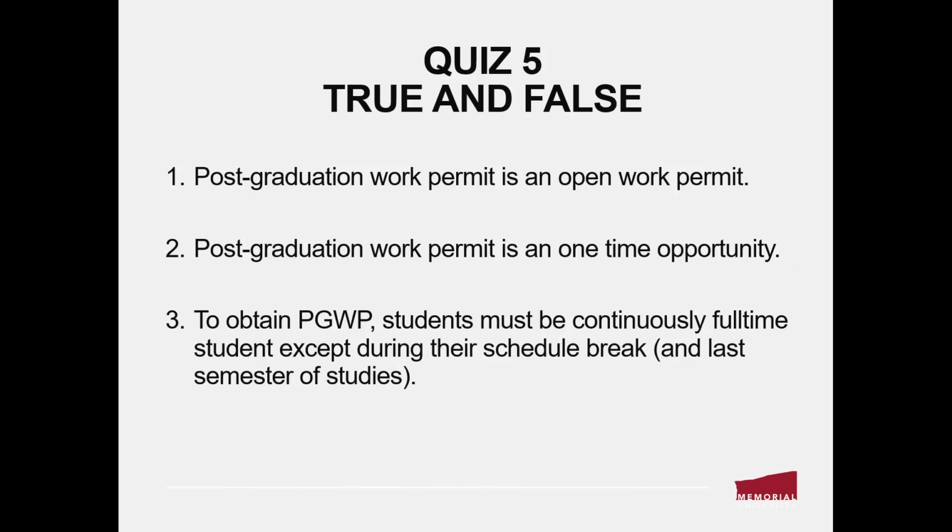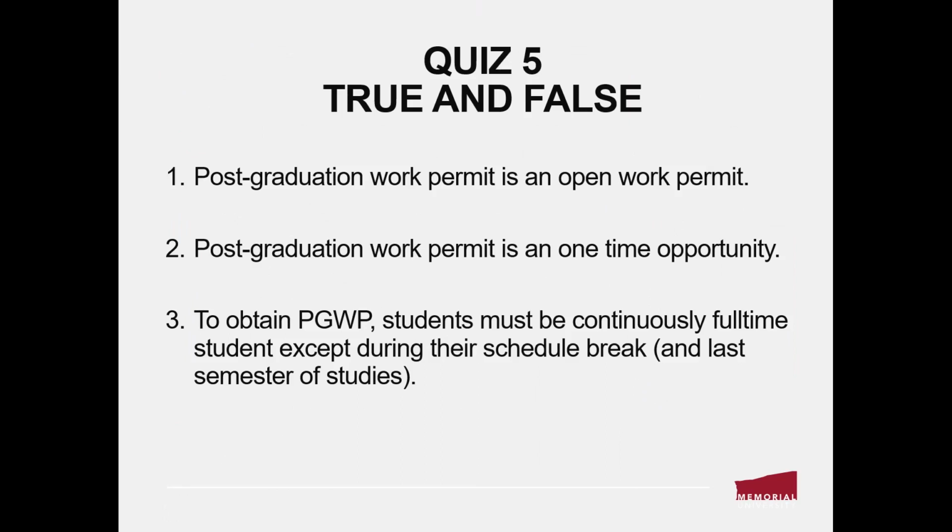Question number 1: a postgraduation work permit is an open work permit. We didn't touch base on that, but an open work permit is a permit that you can have in order to work for any employer. So the postgrad work permit is an open work permit, and you can use it to work for an employer, and it's a one-time opportunity. So I already answered question number 2.